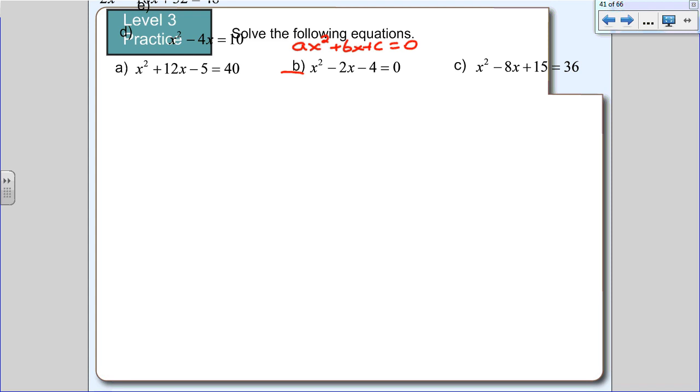The first thing you do with the box method is you draw a beautiful box. This box essentially represents an area diagram. And we're going to try to create two binomials on the outside of this area diagram that are identical, that create this quadratic that we have right here.